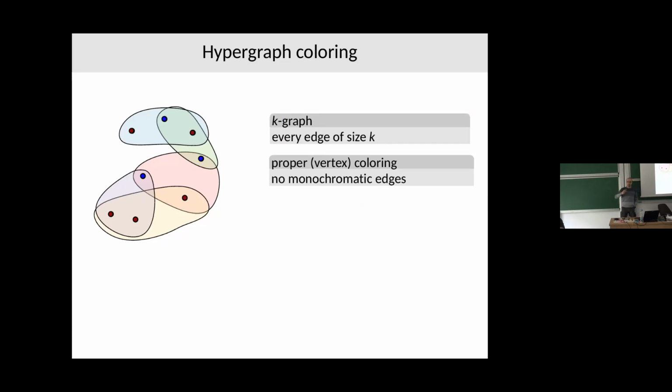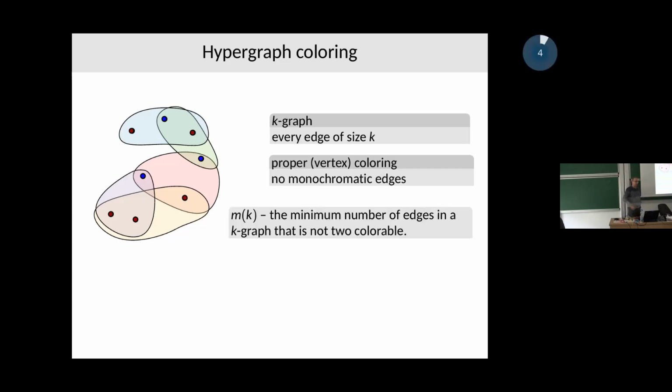And it turns out that two-coloring of such creatures is already interesting and hard. So we are going to deal only with two-colorings. And a two-coloring of a hypergraph is proper if no edge is monochromatic. It is a well-respected definition.